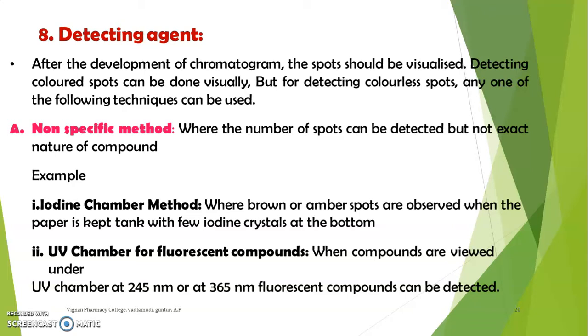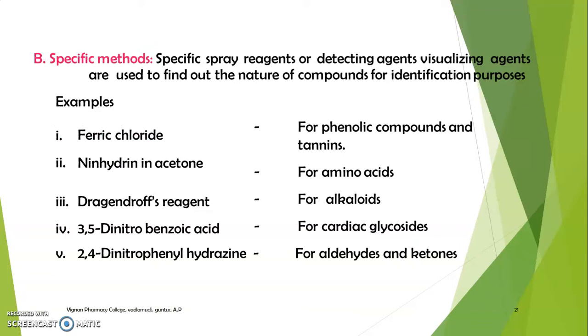Second is the UV chamber for fluorescent compounds. When the compounds are viewed under the UV chamber at 245 to 365 nanometer, fluorescent compounds can be detected. There are also specific methods. Specific spray reagents, or detecting agents, visualizing agents, are used to find out the nature of the compounds for identification purposes.